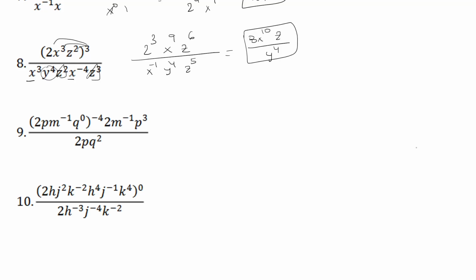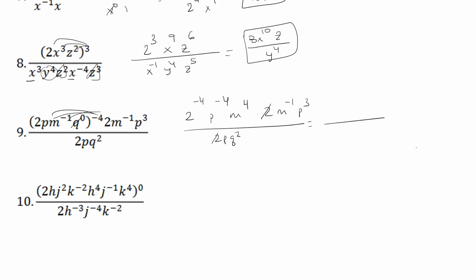Okay, for 9, we have q to the 0 is just 1. And then we want to distribute the negative 4. So that's 2 to the negative 4, p to the negative 4. M to the negative first to the negative 4 is m to the 4th times 2m to the negative first p cubed all over 2pq squared. Now 2 to the negative 4 times, actually let's just do this. The 2's are going to cancel here. And the 2 to the negative 4 is going to go in the denominator. That's 2 to the 4th.